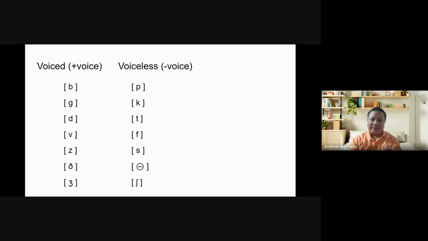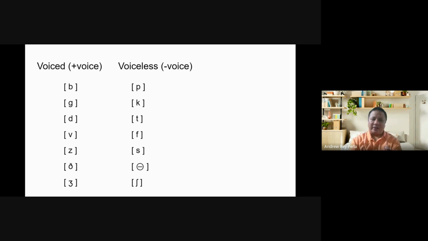Then we also have interdental fricatives or dental fricatives. We have the voiced one, which is the, and the voiceless one, which is the. One is called the hard th in pedagogy. The other is called the soft th in pedagogy. So these are interdental fricatives. One is voiced, the other one is voiceless.